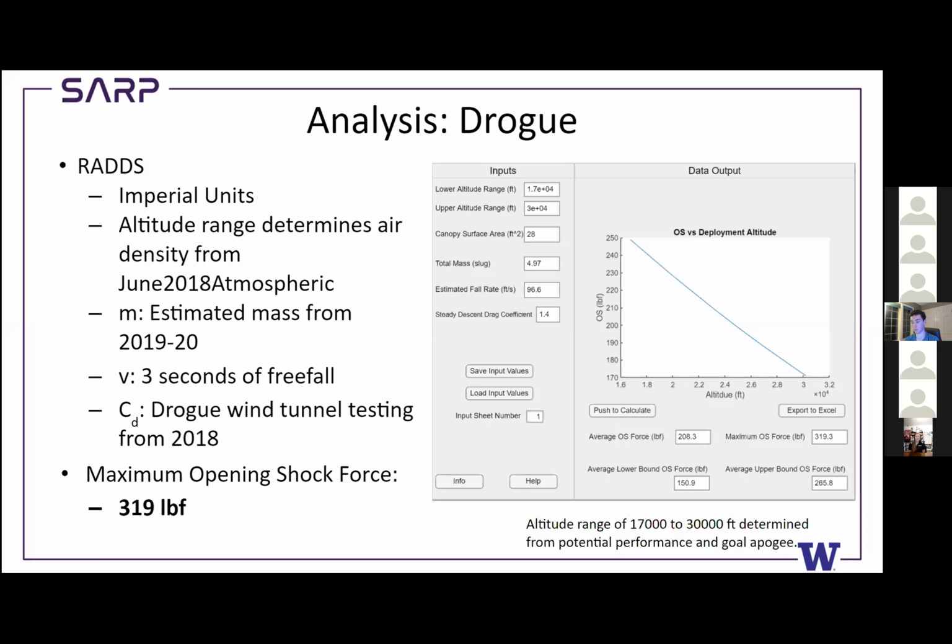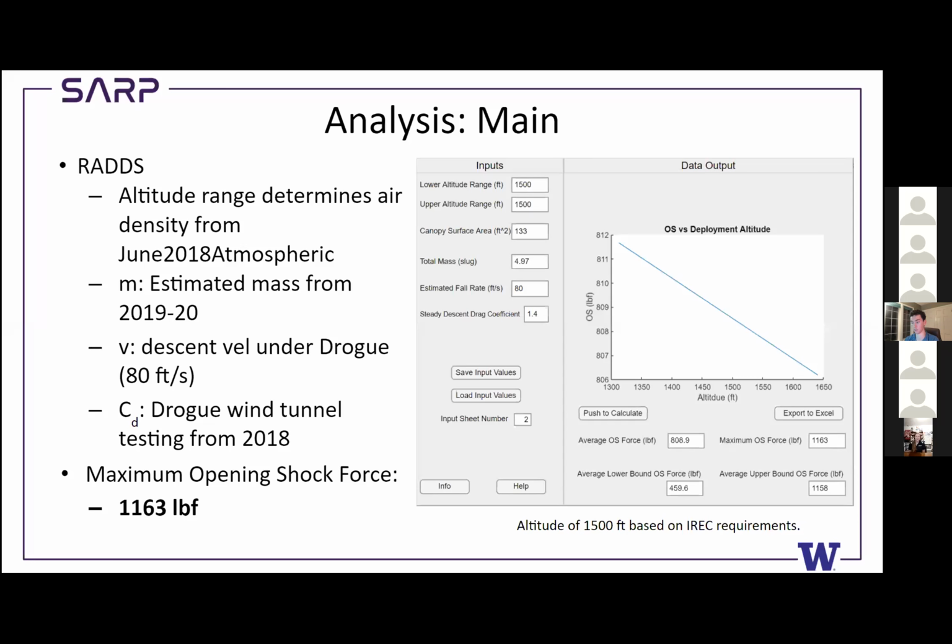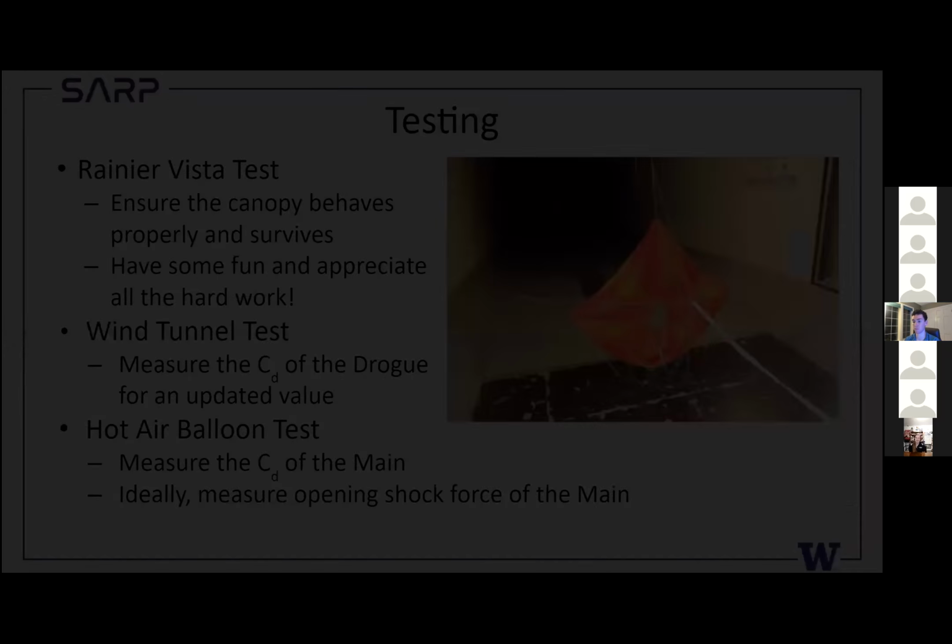Here's the analysis for the drogue. Most of what you care about probably is the maximum opening shock force, which is 319 pounds. Next slide. The main, very similar, different parameters, but has an expected opening shock force of 1,163 pounds. However, Aries is also a consideration if you're doing calculations for what your part will experience. So don't use this number, use 2,100 pounds for Aries opening shock force. Next slide.